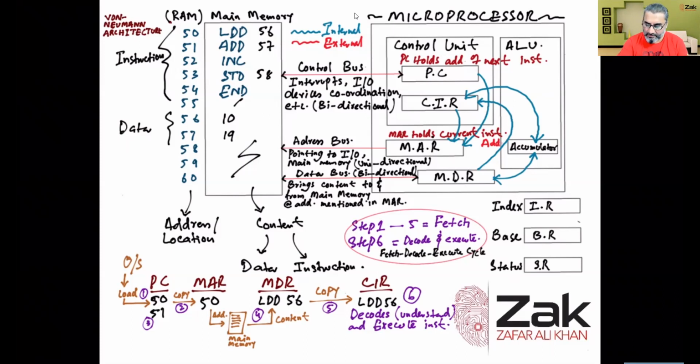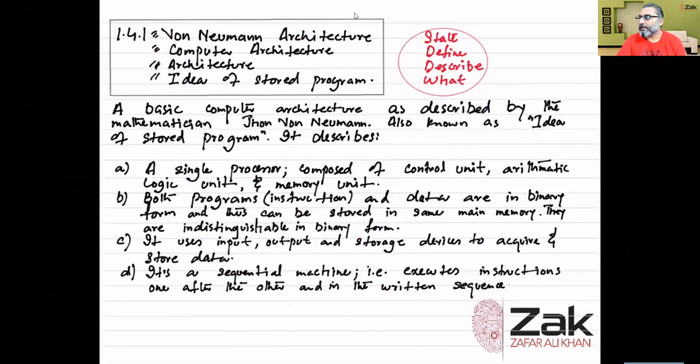So now, a single processor composed of a control unit, arithmetic logic unit, and memory unit. Second, both programs or instructions and data are in binary form and can be kept in the same memory location, and they are indistinguishable in binary form. It uses input, output, and storage devices to acquire and store data and programs.